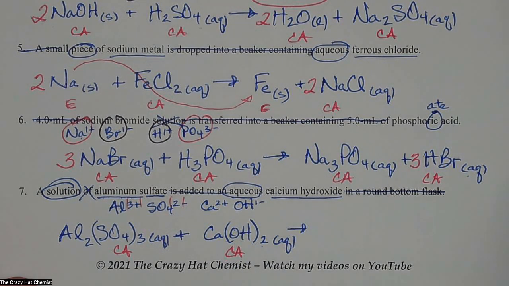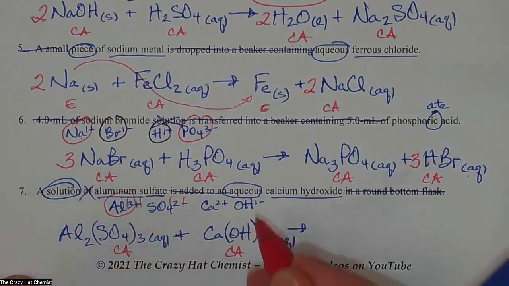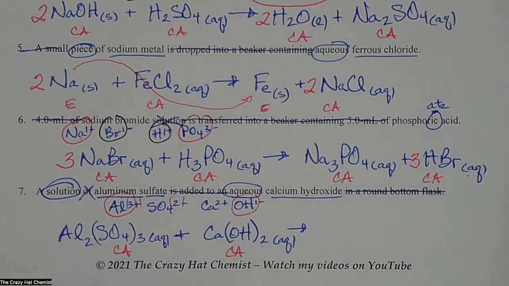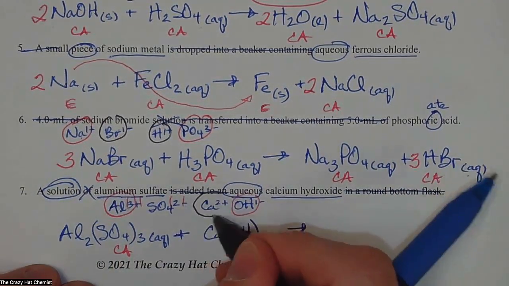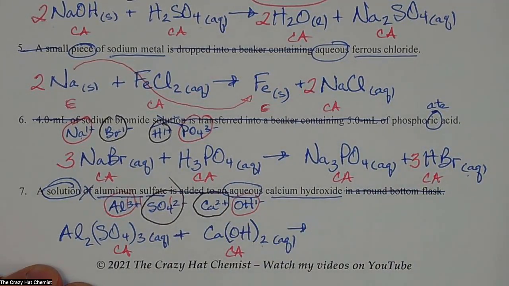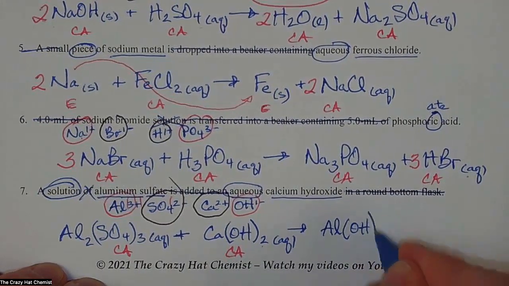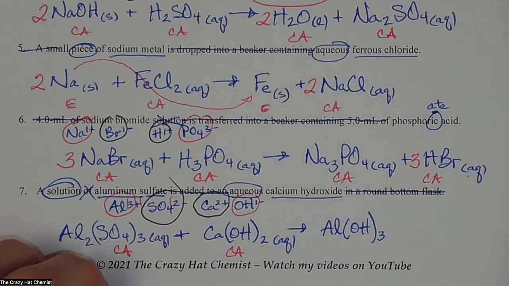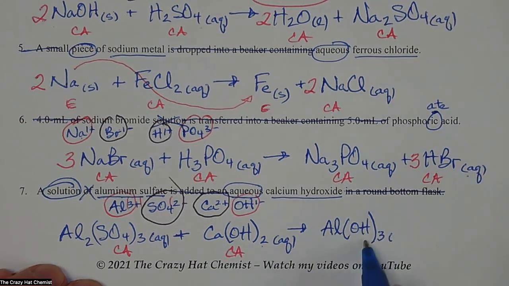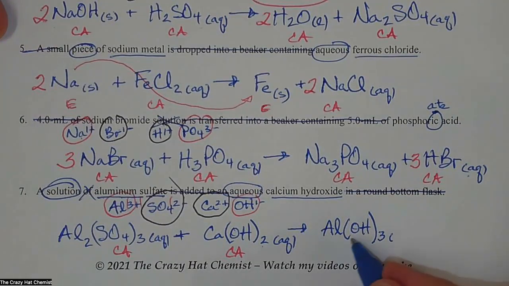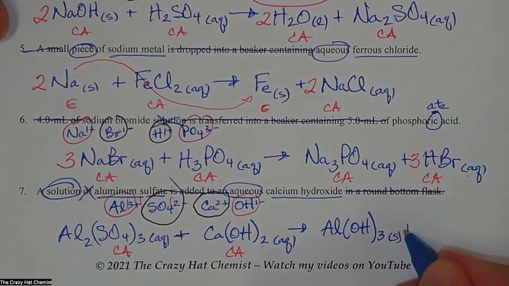All right, double displacement. So we're going to combine the aluminum with the hydroxide, and the calcium with the sulfate. So aluminum hydroxide, and again, you're going to need the parentheses around this one. You're going to follow solubility rules, and hydroxides are insoluble except for ammonium ion and group ones, of which this is not. So this is a solid.